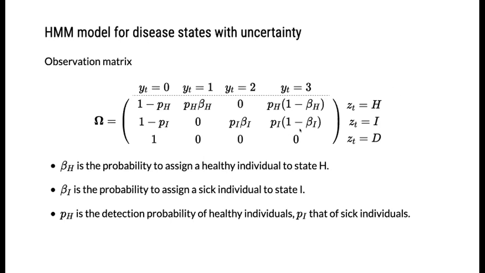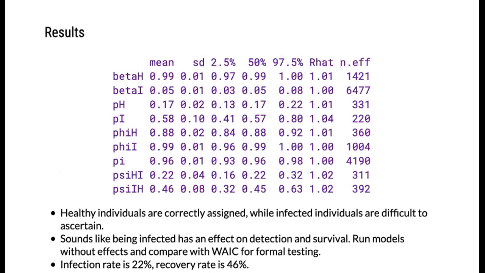If you run Nimble, you'll get the following results, roughly. You get that healthy individuals are correctly assigned, so the beta H is almost one. So all healthy individuals are correctly assigned, okay? While infected individuals are very difficult to classify. Okay, it's very difficult to say that an infected individual is infected.